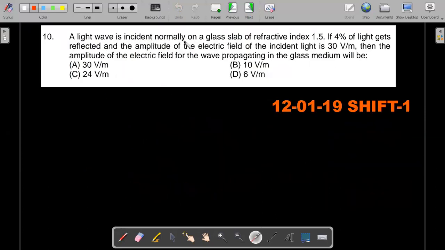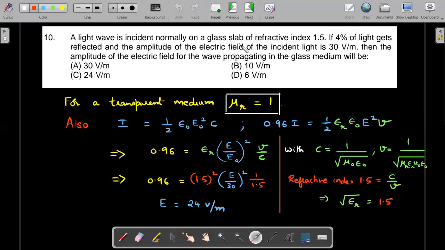A light wave is incident normally on a glass slab of refractive index 1.5. If 4% of light gets reflected and the amplitude of electric field of incident light is 30 volt per meter, then the amplitude of electric field for the wave propagating in the glass medium will be. It's given the incident electric field and is asking the refracted electric field. Let's move forward with the solution.